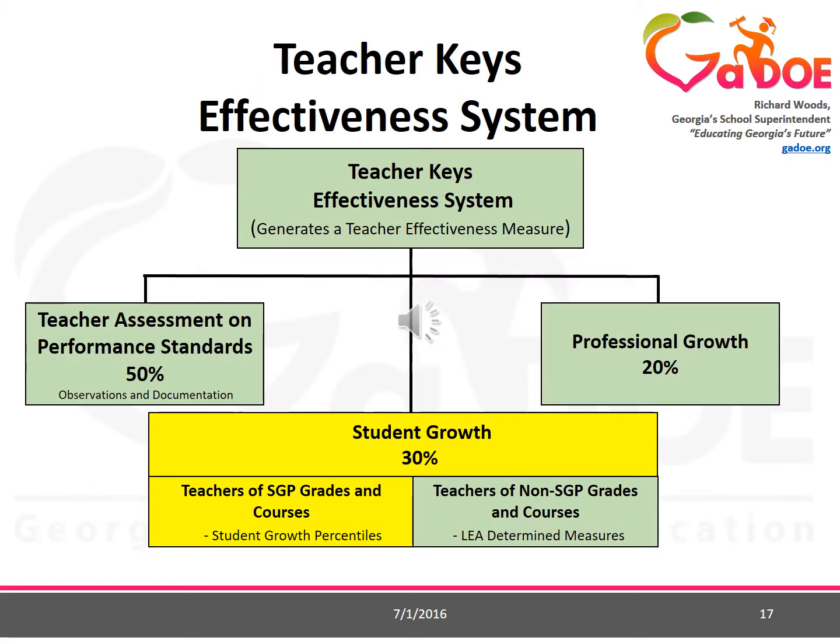The final piece of the observation is the student growth piece. That's worth 30%. Remember, there are two ways to determine this. One is for teachers who have end of course or end of grade tests associated with those courses. The second one is for those teachers who do not give end of course or end of grade assessments and therefore have to use a pre-test post-test method.